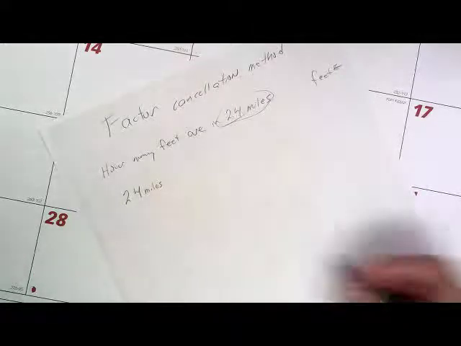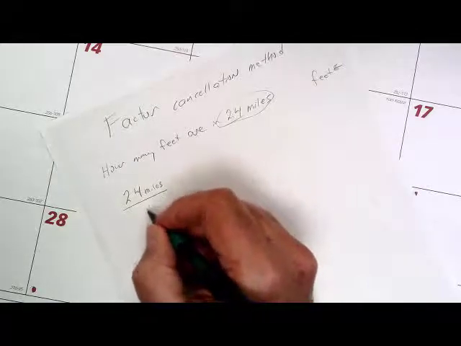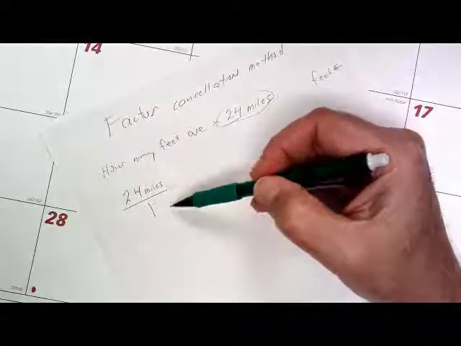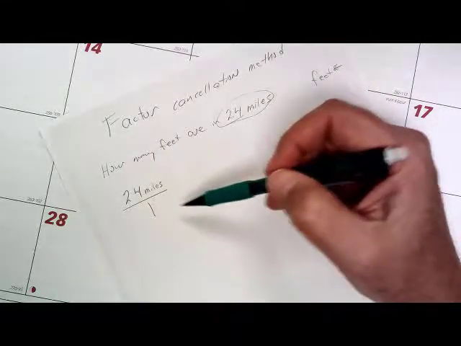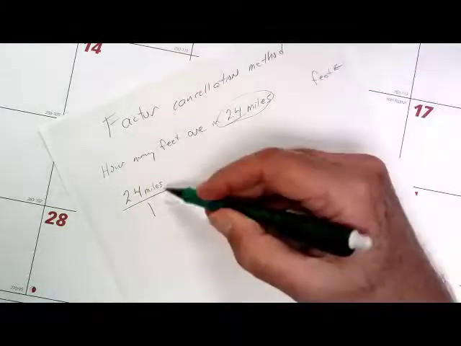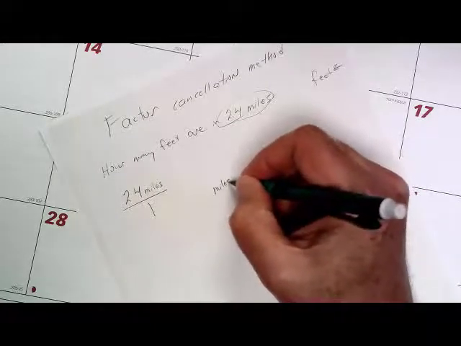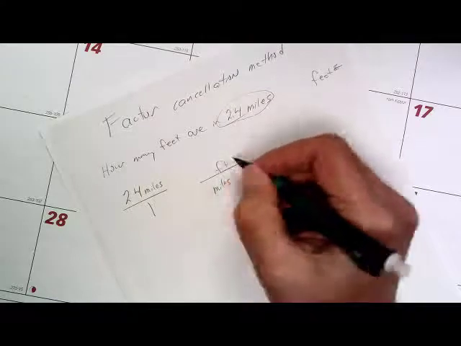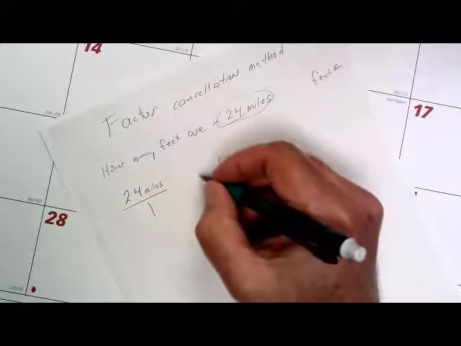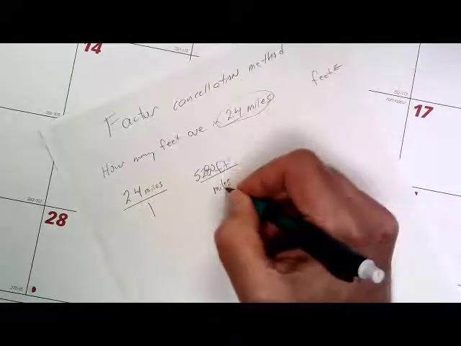And the cancellation factor method says I'm going to start with this value. I'm going to put it over 1. So my numerator and my denominator here are set up. Now I'm working towards getting rid of miles to convert miles to feet. So if I've got miles on the top here, next to that I want to put miles on the bottom and feet here on the top, and then show my relationship between feet and miles. And hopefully you recall there are 5,280 feet in 1 mile.